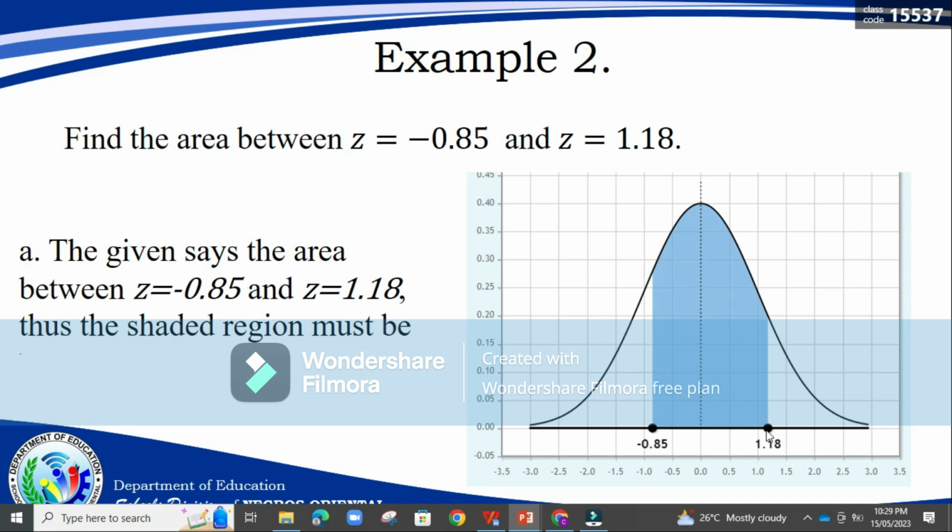1.18 is here. Now how are we going to solve this one? When we are asked to find the area between Z equal to negative 0.85 and Z equal to 1.18, it's a different question from the previous one, because the previous one was very simple. This time it's just a little trick. We are asked to find the area of the shaded region in between. So we're going to solve it.